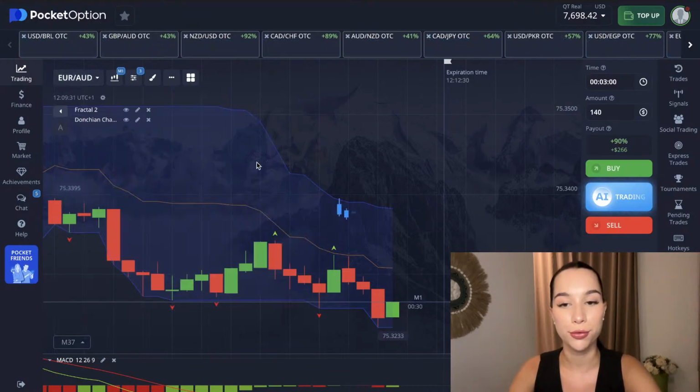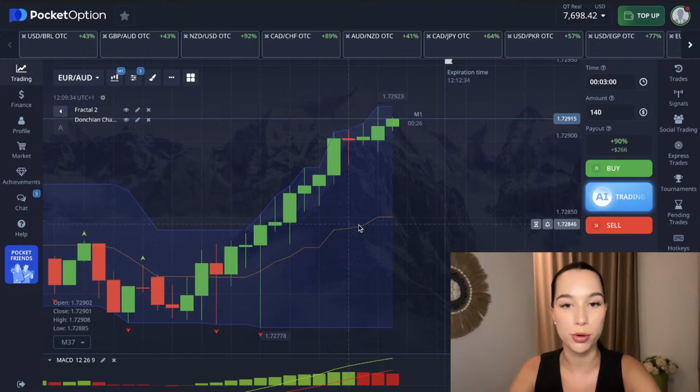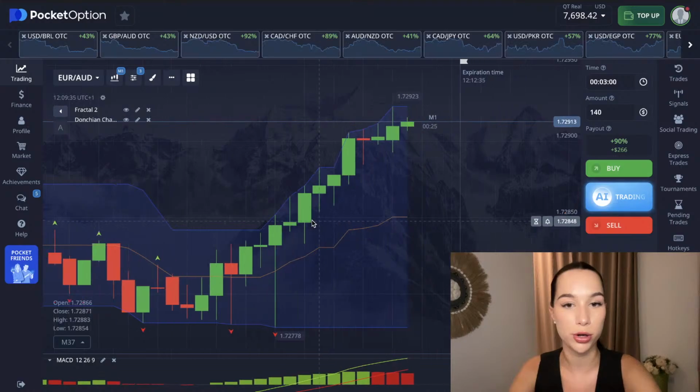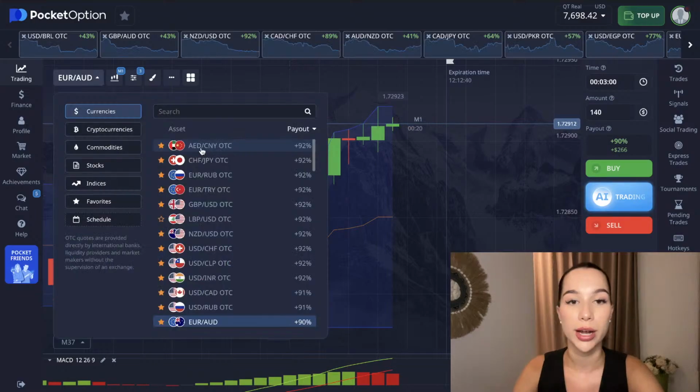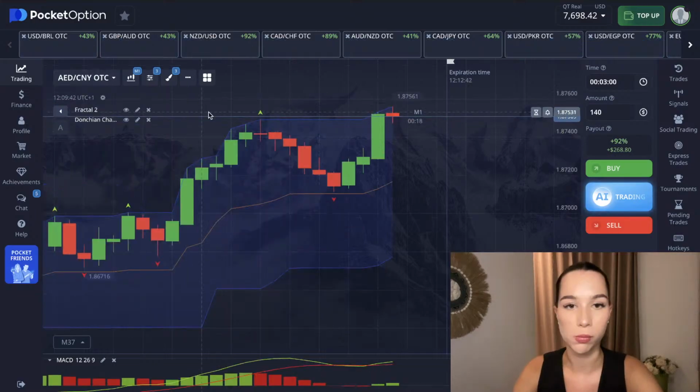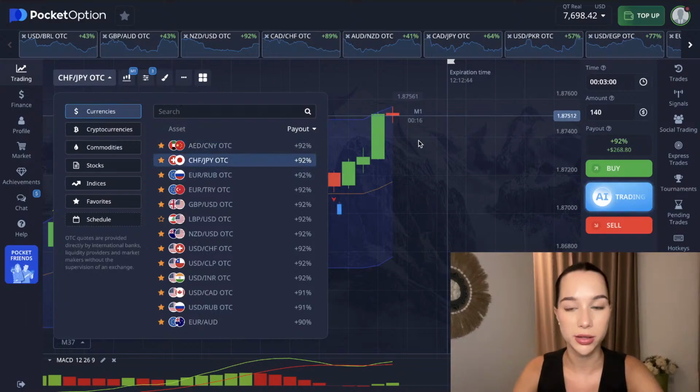So now I'm looking for a new currency pair to open a trade. Ooh, it was so good upward trend here. We missed that, but anyway. Okay, let's find something else.